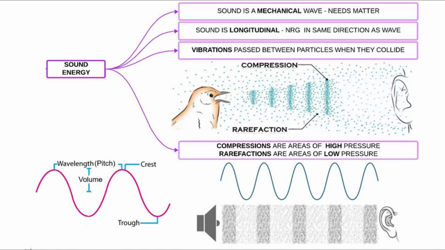Next we have sound energy. Sound is a mechanical wave, and that means it needs matter to travel. Sound is also longitudinal because the energy moves in the same direction as the wave. In sound energy, vibrations are passed between particles as they collide. Compressions are areas of high pressure, and rarefactions are areas of low pressure. Within the wave, we can see that we've got a wavelength, which is one complete wave, or from crest to crest, or trough to trough. Volume is the amplitude, so the height of half the entire wave, and the frequency also determines pitch.